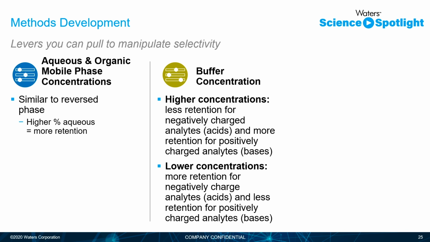Buffer concentration is one of the levers that can be really important and utilized for mixed mode. Higher concentrations of buffer provide less retention for negatively charged acids and more retention for positively charged bases. Conversely, at lower concentrations, you get more retention for negatively charged acids and less retention for positively charged bases.